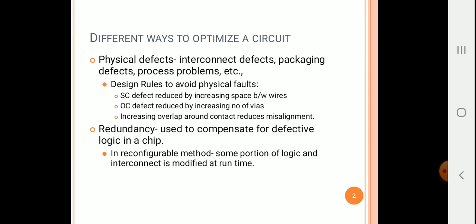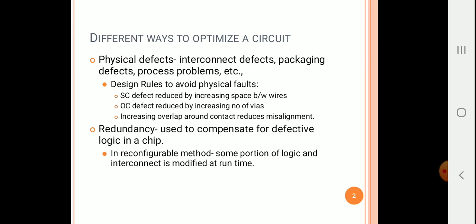The first kind of faults are physical defects. Physical defects in the sense there may be a short circuit problem, or an interconnect problem, where two or more interconnects are touching each other. Then packaging defects, where the packaging of the IC may not be proper, and process problems, where there may be a process deviation while making a mask layer.